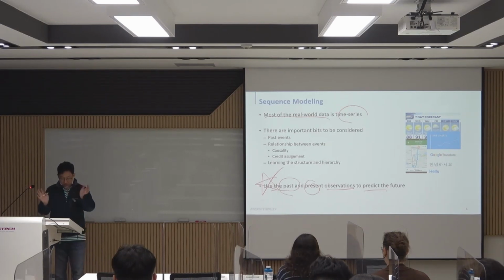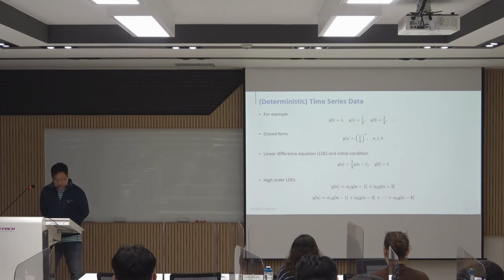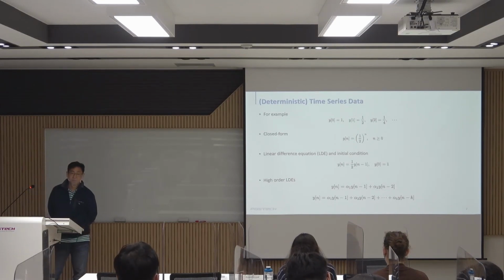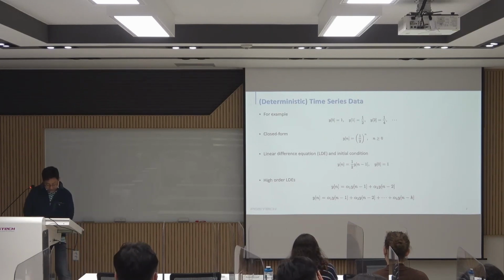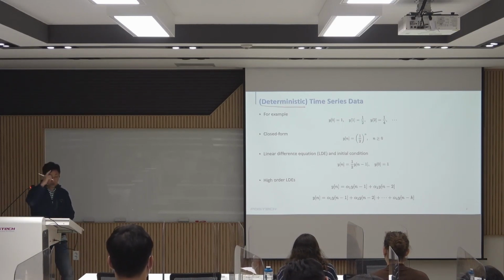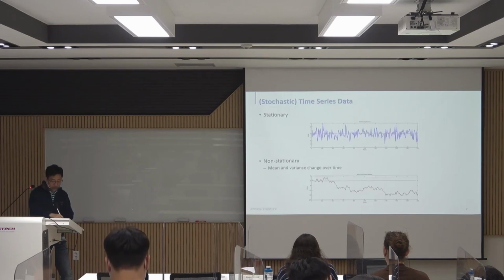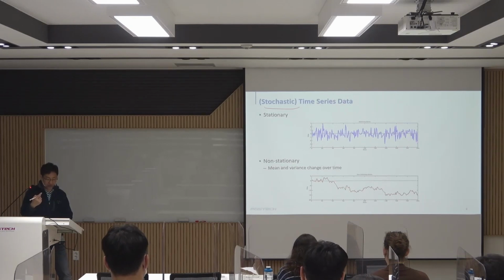That's the general explanation, and let's think about more mathematical representations. The first one is deterministic, and the second one is stochastic. So deterministic and stochastic time series data sets.